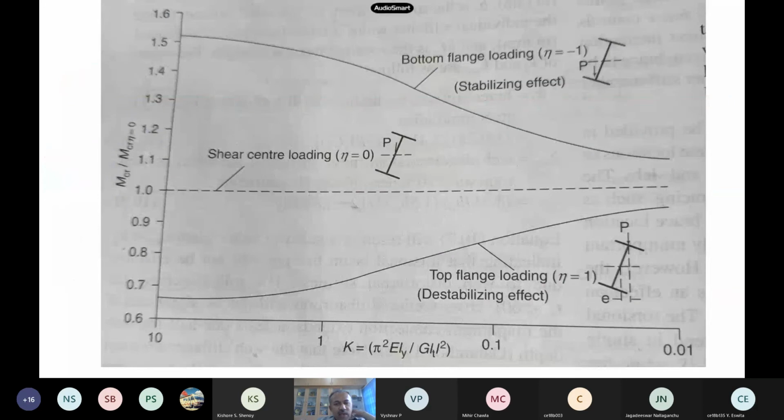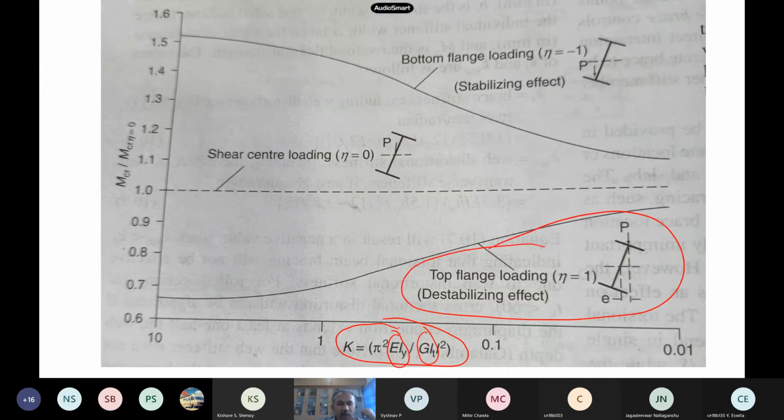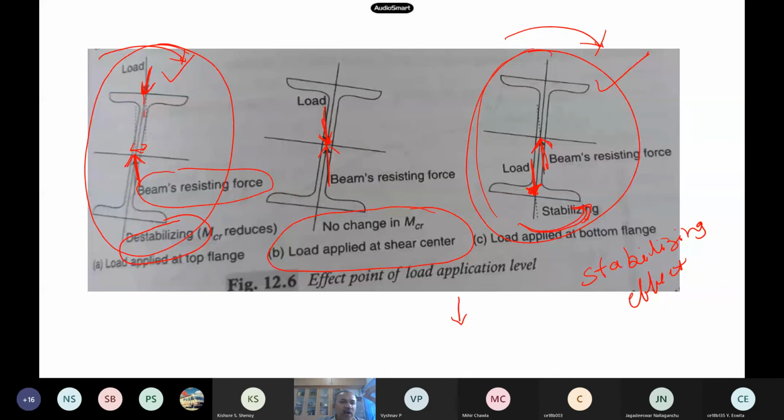This is just an illustration, like pi square EI by GJ. EI is your flexural rigidity, and GJ is the torsional rigidity. If you take the ratio and try to plot, this is the destabilizing effect. The bending moment required to cause lateral torsional buckling in this case and this case, which one will be higher? This is the top flange, this is the bottom flange. Which one will be higher, the first or the second case?